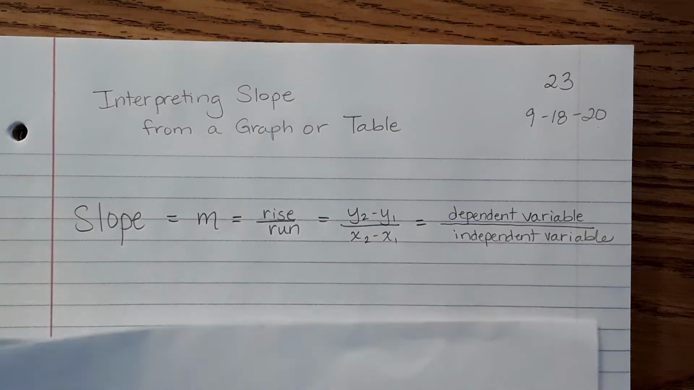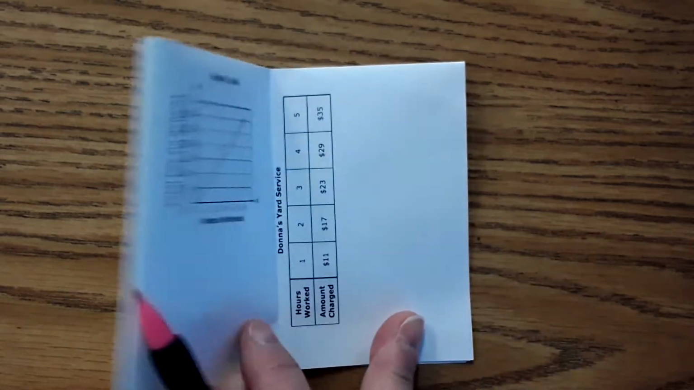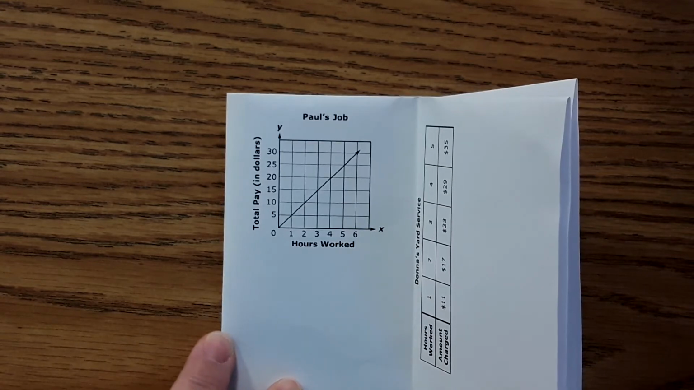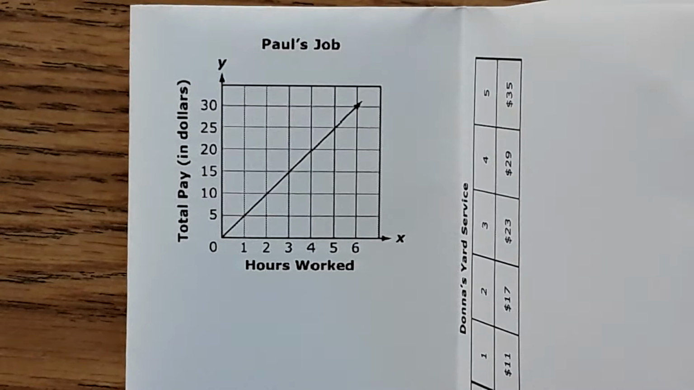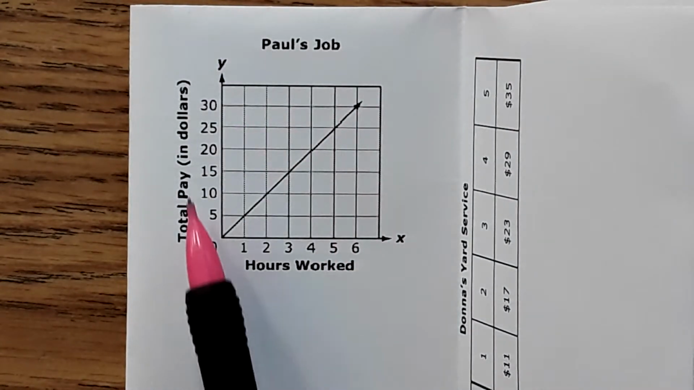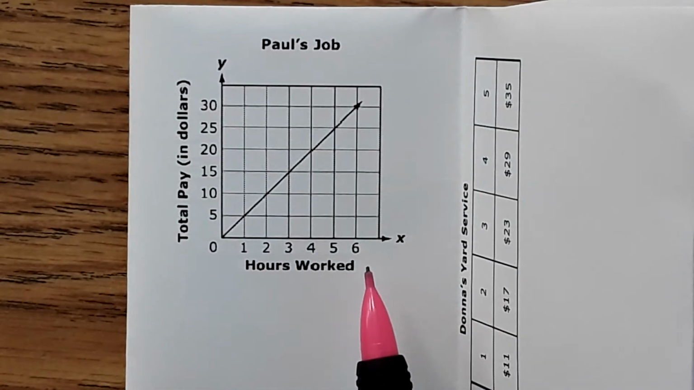And we're going to look at those in our foldable. So turning to our foldable, you should have already watched the video on how to fold this. Let's begin by opening it just once, and we're going to focus on the first one on the left, Paul's job. So here we have a real-world example. Paul's job, we have the total pay in dollars along the y-axis and the hours worked.